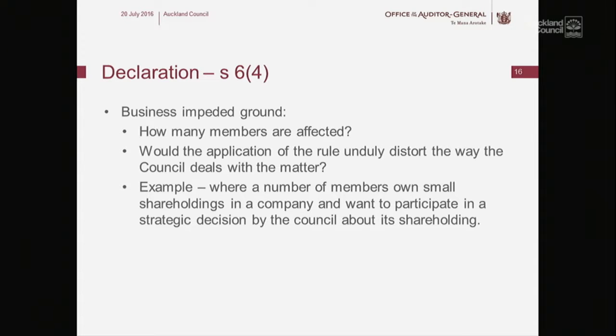In that situation, the rule could be seen to be unduly distorting the way the council could do business, because only, say, a small number of members could take part. And I think the example here was actually an Auckland example around owning shares in Auckland Airport, where a number of councillors own shares in the Auckland Airport. The council had a strategic decision to be made about its shareholding. I think we gave the declaration that the council's business would be impeded if they all couldn't take part in that decision.